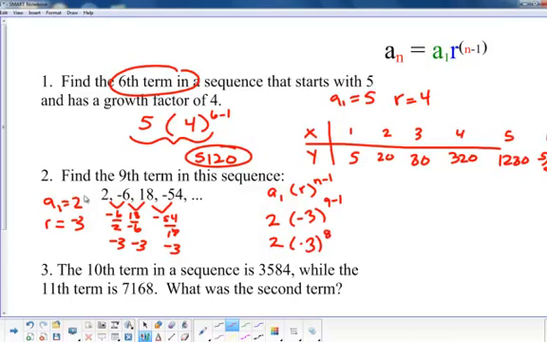And if you put that in your calculator, you should get a positive number. You need to make sure the parentheses are around the negative and the 8 is on the outside so that the negative is also put to the 8. So 2 times negative 3 to the 8th is 13,122.